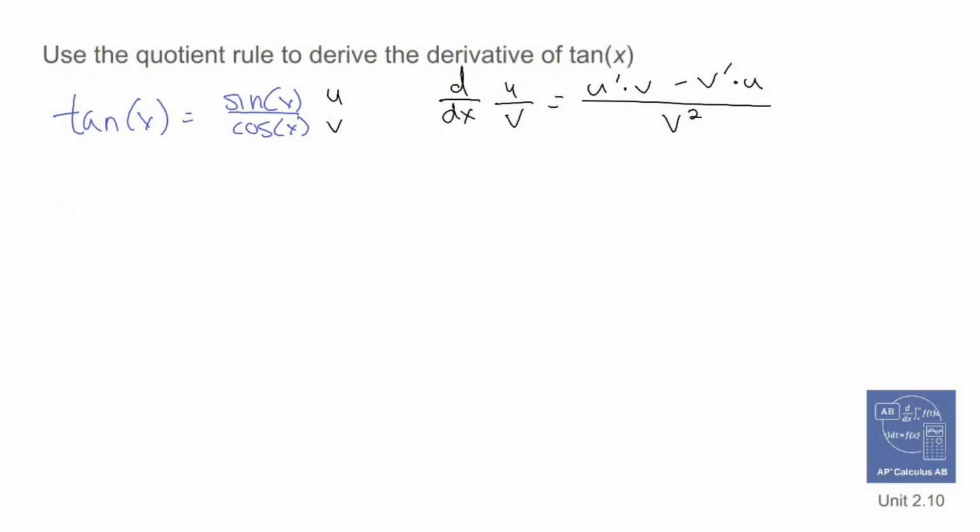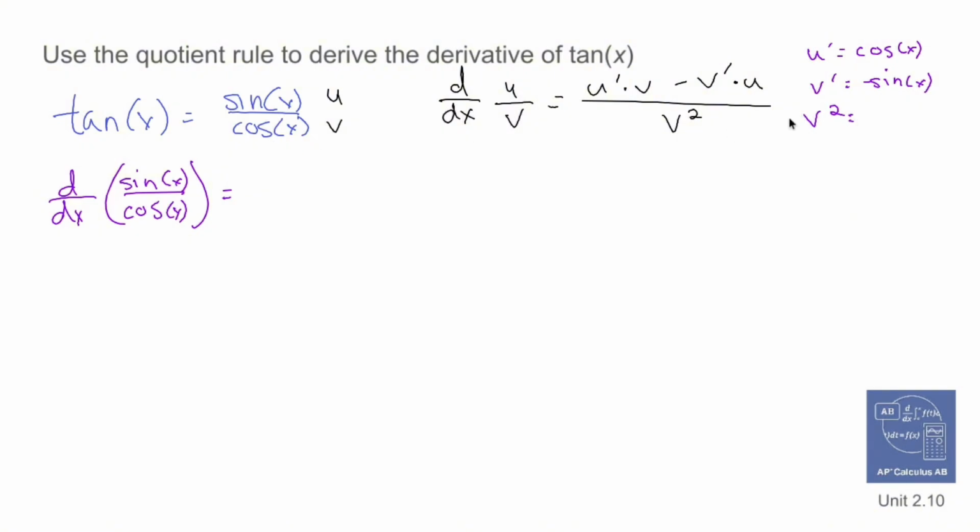So let's take the d dx of sine x over cos x. All right, let's do that. Just writing it out. Okay, so that's going to be u prime v. Let's go over here and find out what u prime, v prime, and v squared are. U prime is going to be the derivative of sine, which is cos. Very simple. And v prime is going to be the derivative of cos, which is negative sine, also very simple. And then v squared is going to be cos squared.